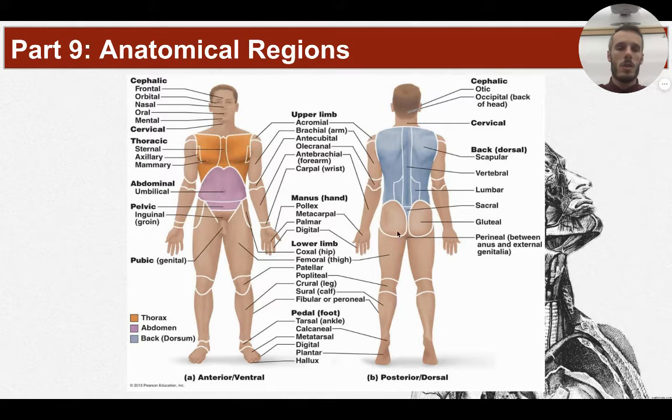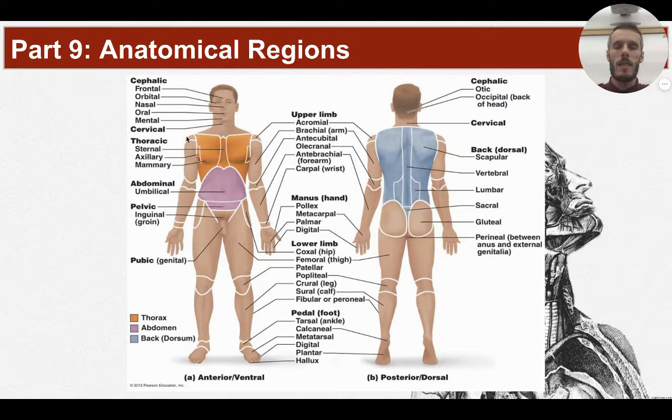So this is a little different than the diagram you have in your book. This is an older one, but I honestly like this a little bit better than the one that is in the book. So we're going to use this one. You can see that the larger regions, which are composed of some of these smaller ones, are going to be bolded. Okay, so starting out, the cephalic region, that is the entirety of the head.